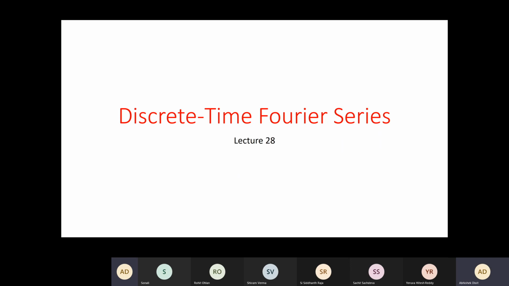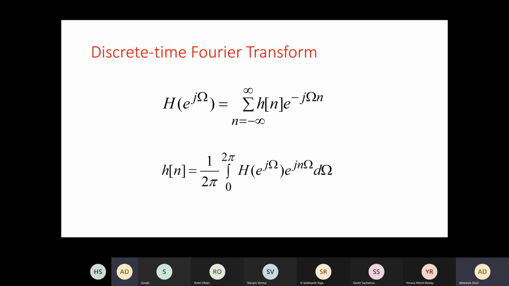So today we will start with discrete time Fourier series, and we hope to even complete this in today's lecture. So we have done with discrete time Fourier transforms yesterday. So let us relook at the equations of discrete time Fourier transforms. These are the two equations that we have seen, right?